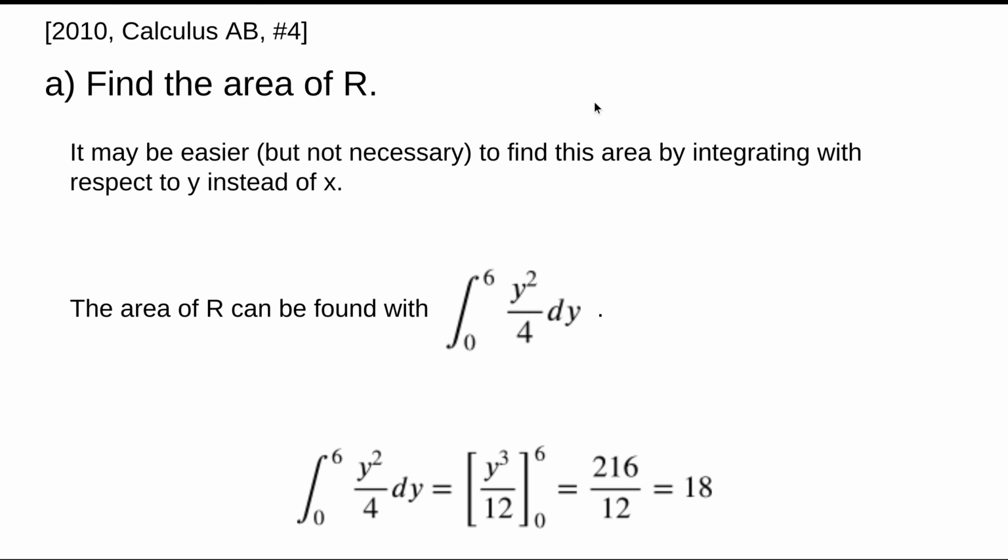The antiderivative of y squared over 4 is y cubed over 12, so that area of R is just going to be y cubed over 12 evaluated between 6 and 0, which is going to get me 216 over 12, and I don't know if you know this, but that turns out to be 18. If you don't know it and you just leave it as 216 over 12, that is also fine. You could probably write it as 6 cubed over 12, and that would also be okay.